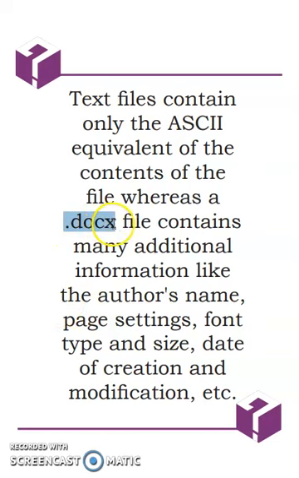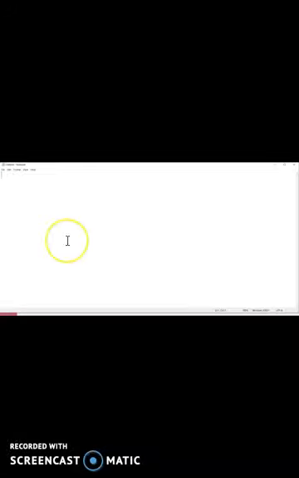You see, this is a doc document file. We can use maybe Microsoft Word in it. And then we have the text files in which we use editors like Notepad and WordPad. So you see, we have been told text files contain only the ASCII equivalent of the contents of the file. So when we have a text file, for example, we have Notepad. Let me show you Notepad. So we have this our Notepad file.